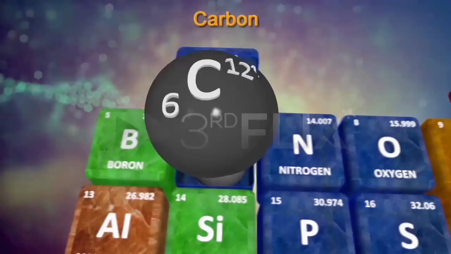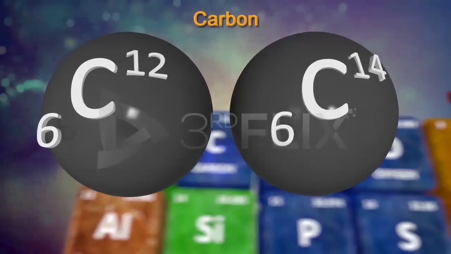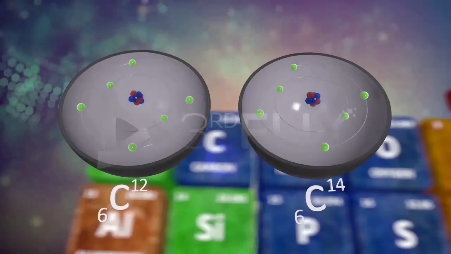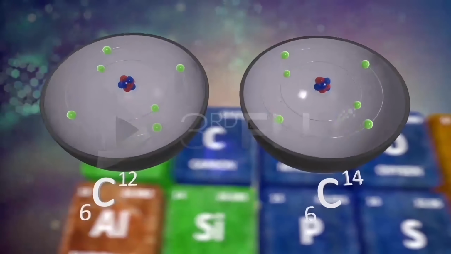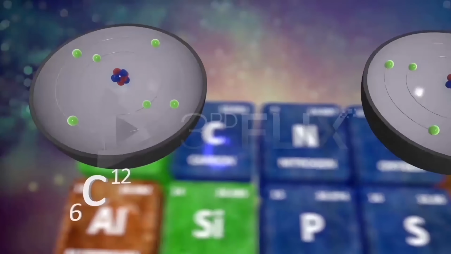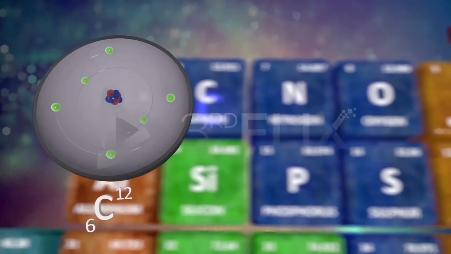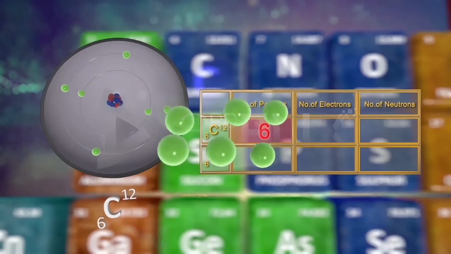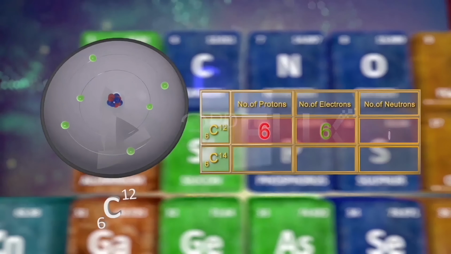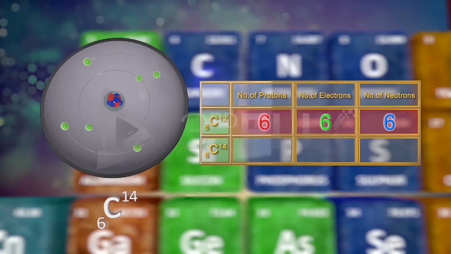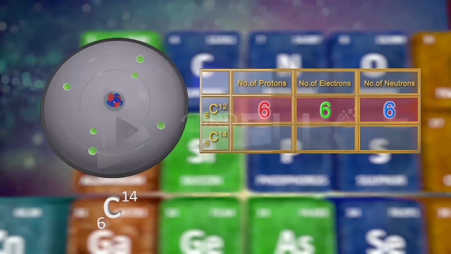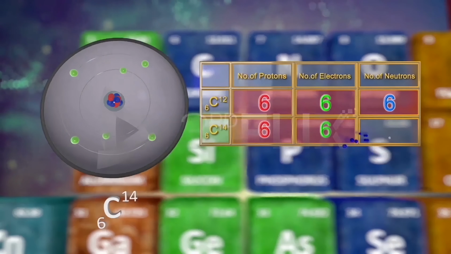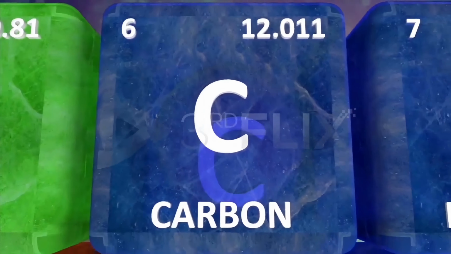Consider two different atoms of carbon, that is, C-12 (carbon, atomic number 6, mass number 12) and C-14 (atomic number 6, mass number 14). Observe the number of fundamental particles present in each of them. The carbon atom represented by C-12 contains 6 protons, 6 electrons, and 6 neutrons, whereas the carbon atom represented by C-14 contains 6 protons, 6 electrons, and 8 neutrons.